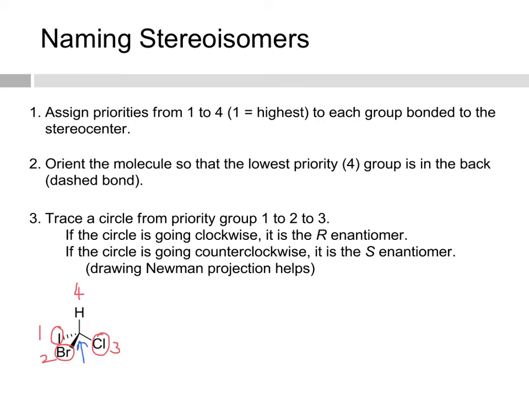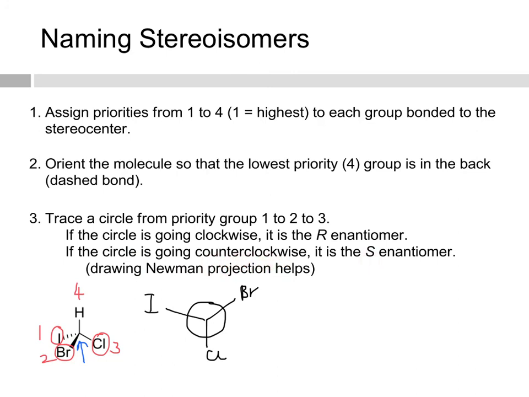And the easiest thing to do is to draw a Newman projection. So when I draw this Newman projection, I'm looking down the carbon-hydrogen bond, which means that the carbon is in front, and that's the carbon that's the stereocenter, and the hydrogen is directly behind. And so that means that the bromine is on the right, the chlorine is on the bottom, and the iodine is on the left. The next step is to trace a circle from priority group 1 to 2 to 3. And if the circle goes clockwise, it's the R enantiomer. If it goes counterclockwise, it's the S enantiomer.